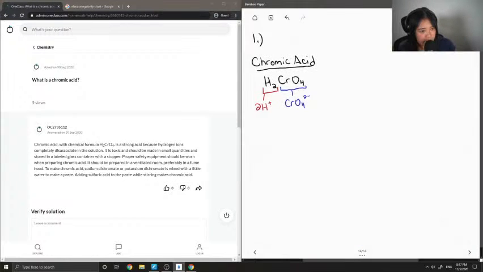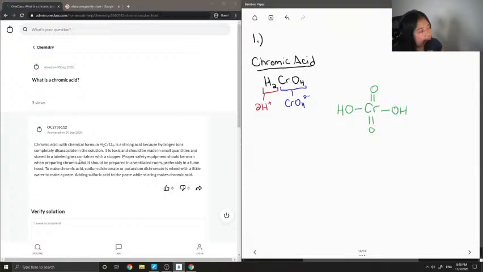So let me just write out its structure right down here. There's a double bonded oxygen on the chromium, and there's a second one at the bottom here. There's an OH group, and another OH group on the left side. Yeah, that's all there is to it. Let's see what our junior tutor said.